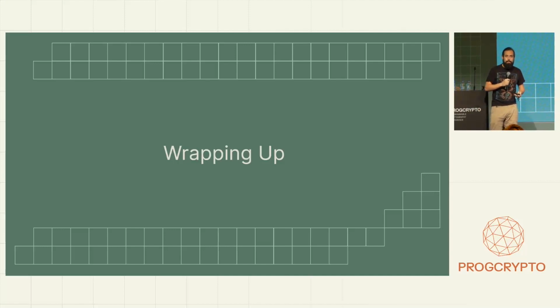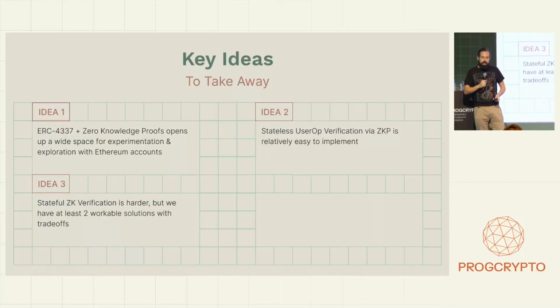So to wrap up, some key ideas to take away. So with 4337 and zero-knowledge proofs, it opens a wide space for experimentation and exploration with Ethereum accounts. Number two is that doing stateless ZK validation is actually relatively simple and easy to implement. And finally, stateful is harder, but we have at least two solutions we can use to work within the 4337 specifications to do that.